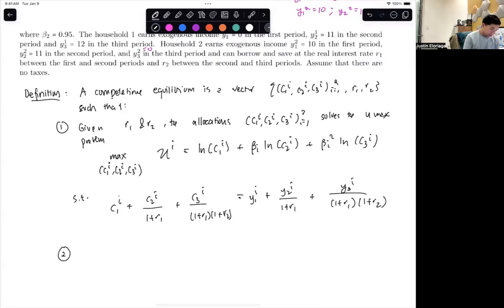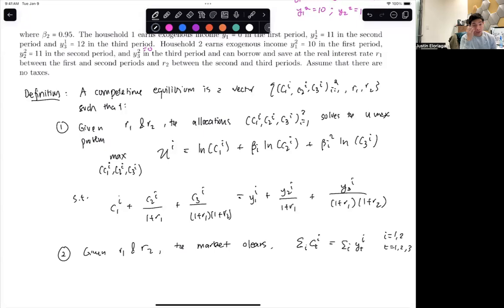And the second one is that the market clears. So given R1 and R2, the market clears. That's basically the sum over i of Cti is equal to the sum over i of Yti, for i equal to 1 and 2, and t equal to 1, 2, 3. So we have the two conditions that define our equilibrium. It must be that the consumption allocations maximize utility subject to the constraint, and that the market clears. So that's our standard conditions.